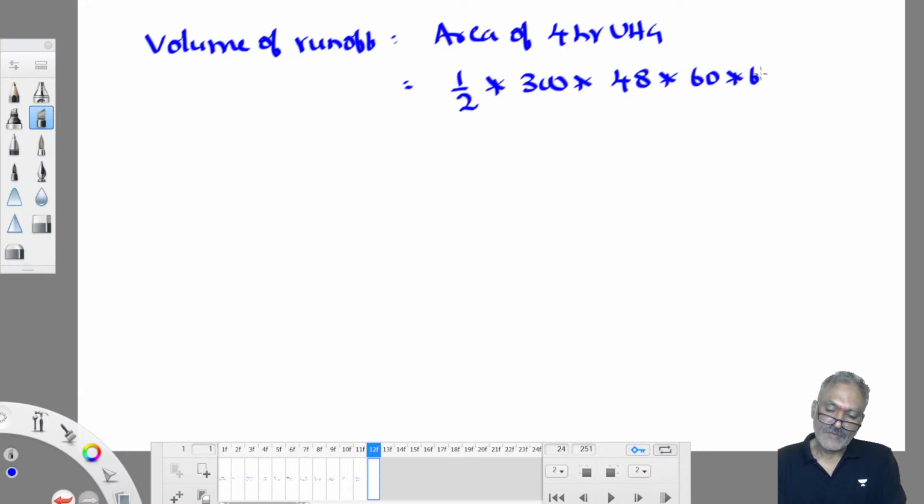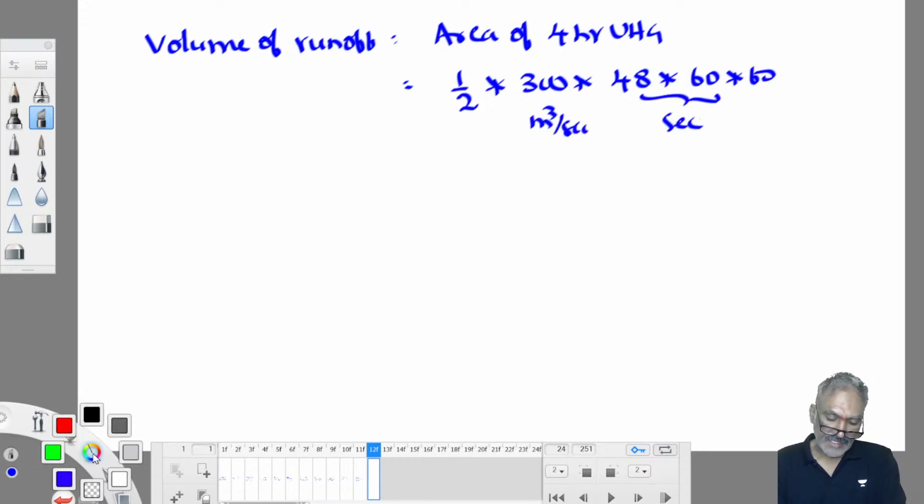This is multiplied by 60 and 60 because the discharge is in meter cube per second, so the time value is also converted into seconds. The seconds get cancelled and you are left with so and so meter cube. So you will get the volume in meter cube.